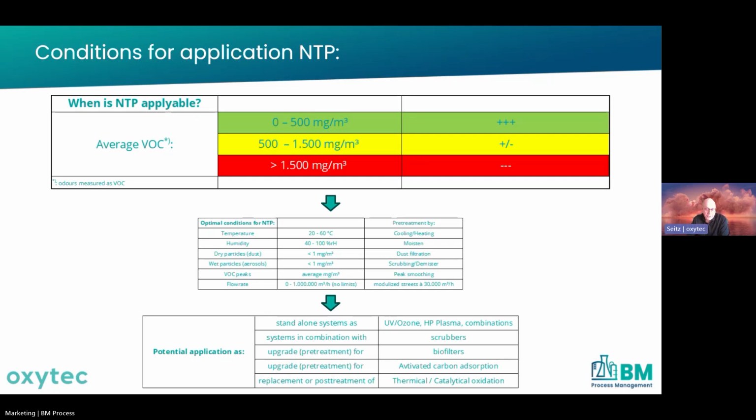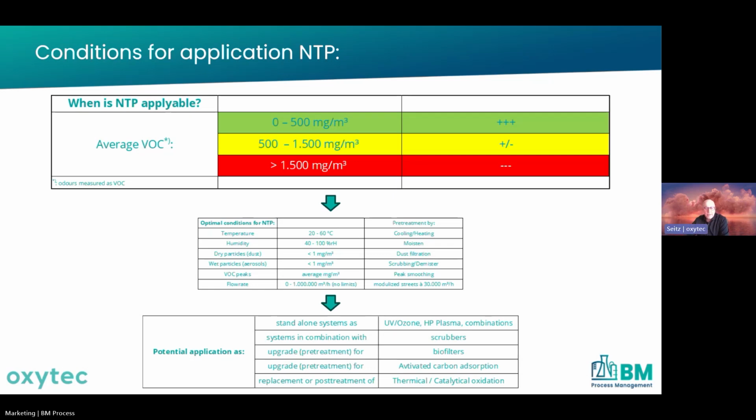What average concentration do you have? And if you can answer 0 to 500, it's a no-brainer. Then we can go directly into a basic design and help you. If you have a region between 500 and 1500 milligram, we have to go deeper into details and look at the pauses, what kind of VOCs, are they easy to degrade, etc. And as a first feast rule, I would say over 1500, we should use traditional conventional technology like RTO.